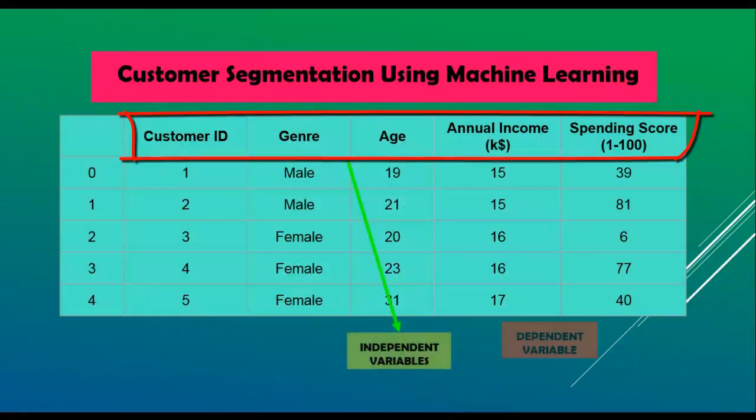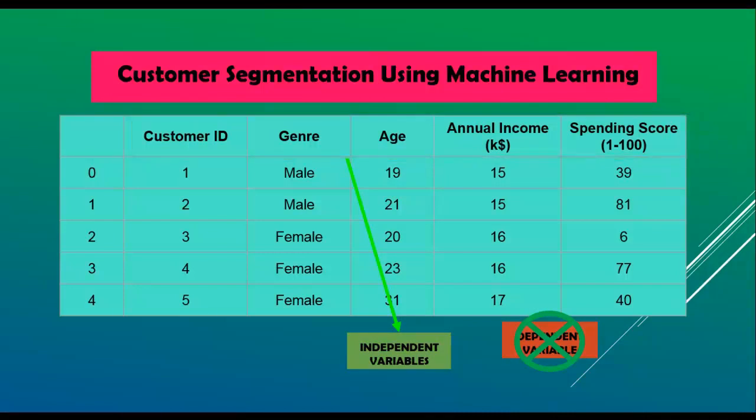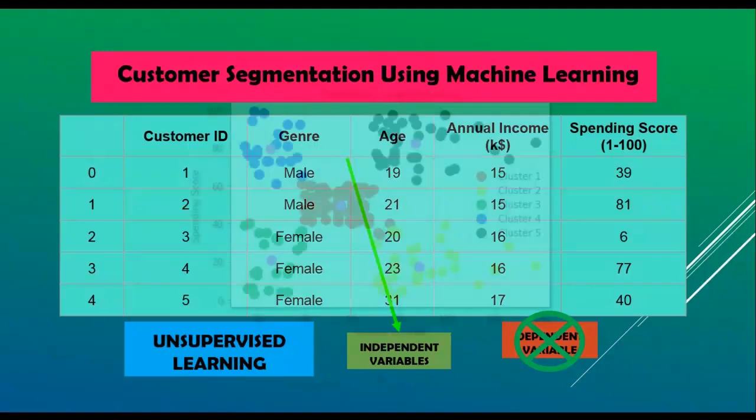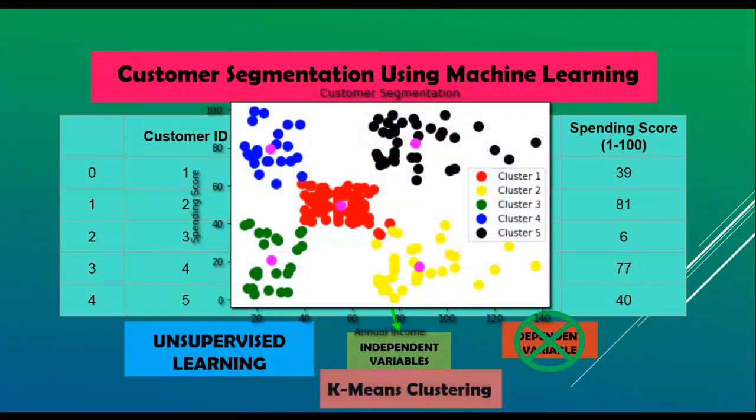There is no dependent variable in our dataset, meaning we don't know what to predict. So this is an unsupervised machine learning problem. Our main goal is to identify patterns within customers. We don't want to predict anything. To do this, we are going to use the k-means clustering algorithm.